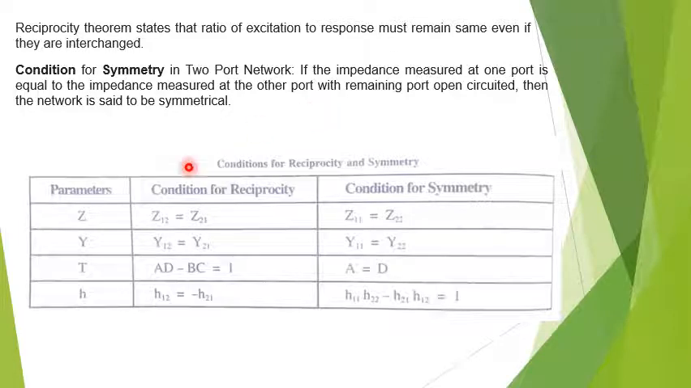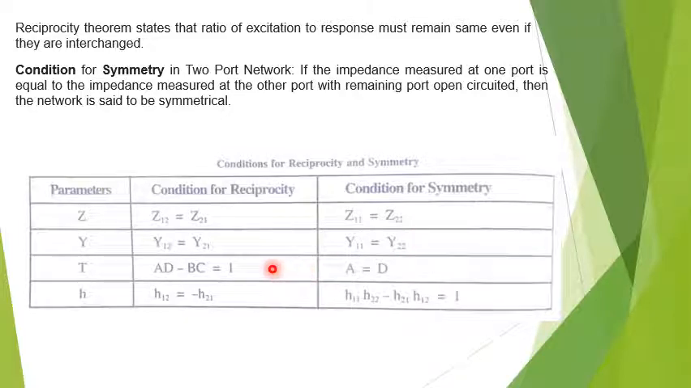Now how can we comment in terms of Z parameters? When Z12 is equal to Z21, I can say that the given network is reciprocal. When Z11 is equal to Z22, I can say that the given network is symmetrical. When Y12 is equal to Y21, I can say that the given network is reciprocal. When Y11 is equal to Y22, I can say the given network is symmetrical.